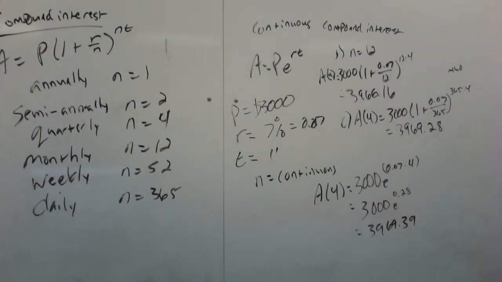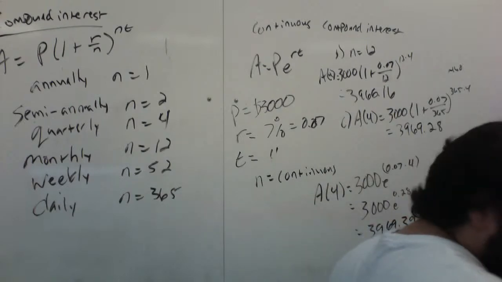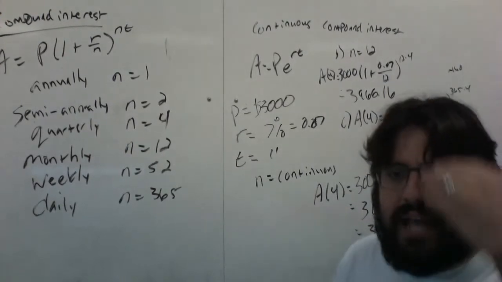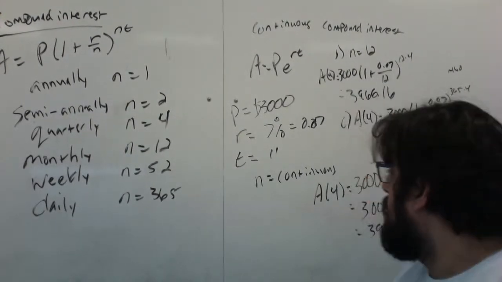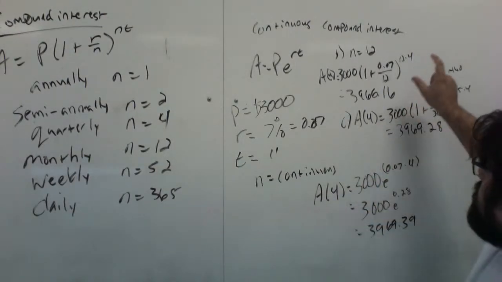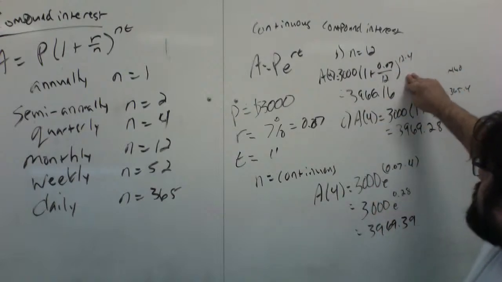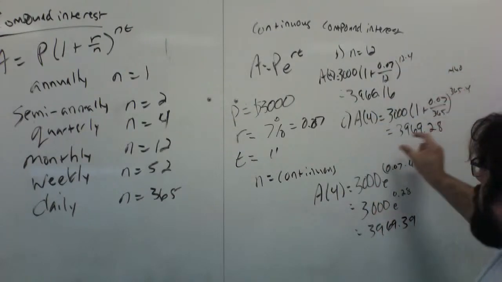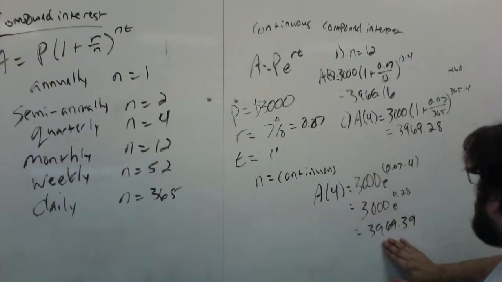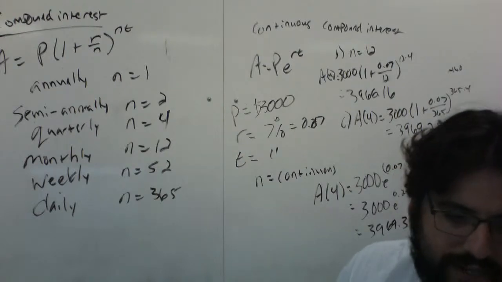What you'll notice is that the more and more that interest is compounded, the smaller and smaller the differences get, and the amounts get closer to each other. For example, going from annually to monthly was a big jump, but from daily to continuously, there's only maybe an 11-cent difference, right?